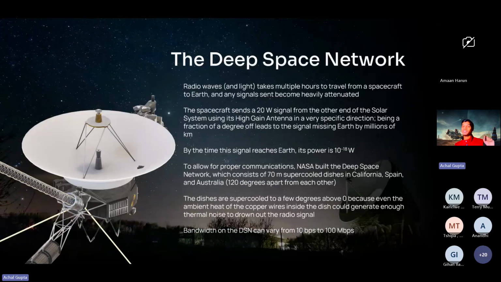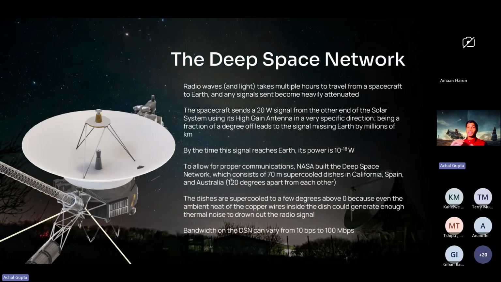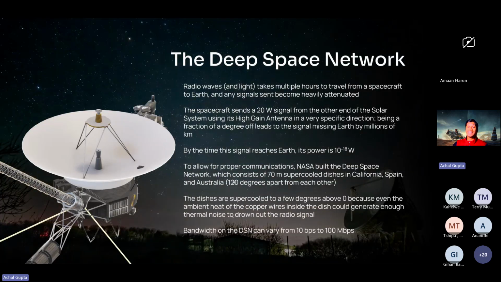The second problem is our 20-watt signal. By the time it gets to the other side of the solar system, to Earth, its power will be on the scale of attowatts, 10 to the minus 18 watts.